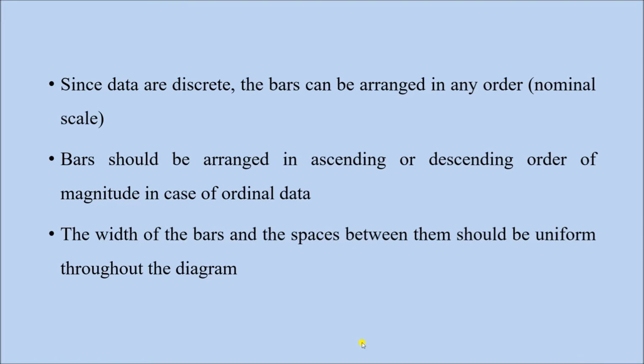But in case of ordinal data, it is expected that the bars are arranged either in ascending or descending order of magnitude. The width of the bars and the spaces between them should be uniform throughout the diagram. So if there are multiple bars, then the width of individual bar should be same. Also, if there are more than two bars, then in that case the space between the successive two bars should be also similar.